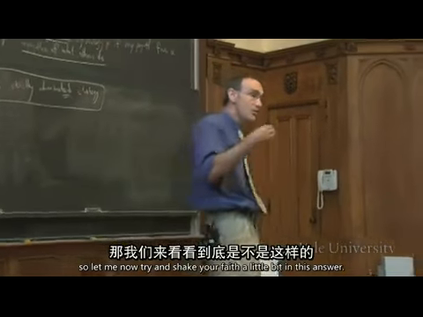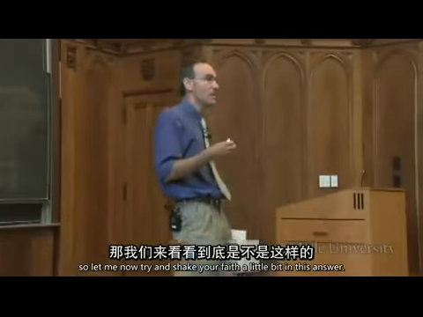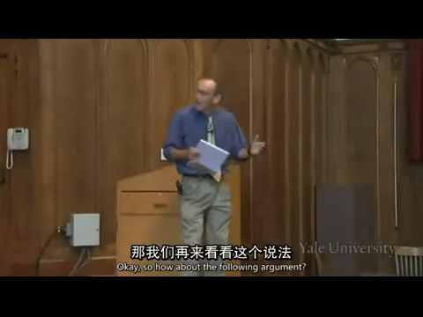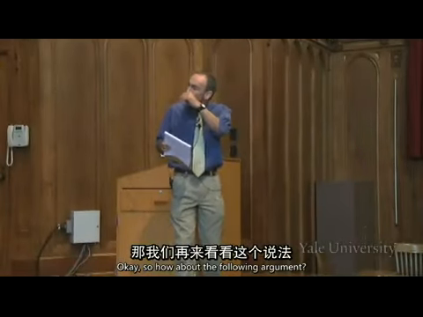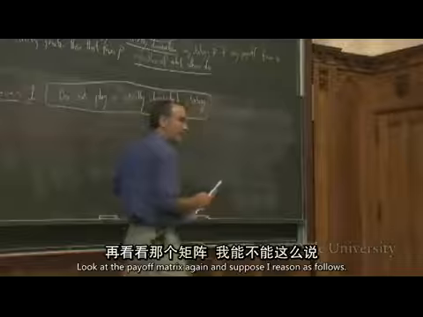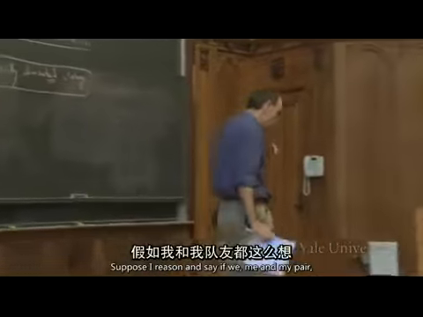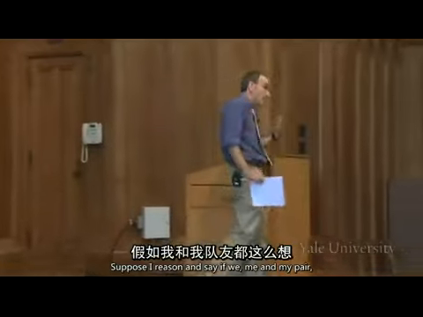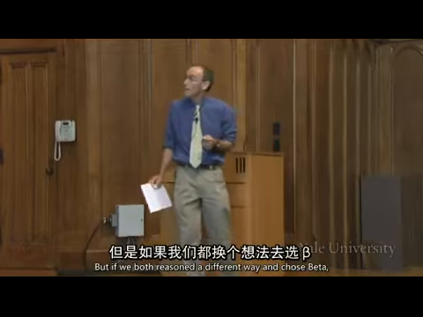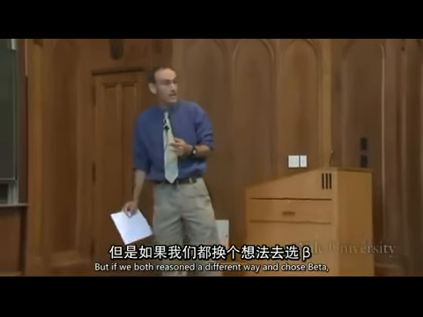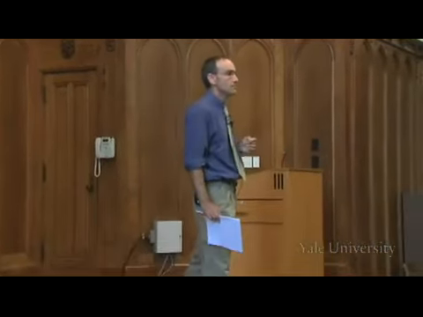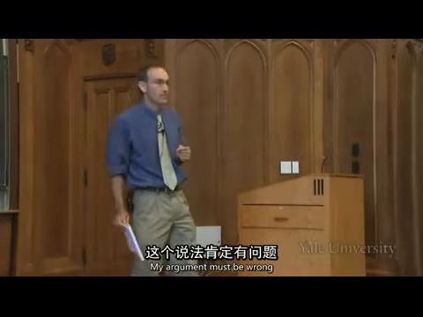So let me now try and shake your faith a little bit in this answer. As somebody who's wanted by the FBI, right? Okay. So how about the following argument? Look at the payoff matrix again, and suppose I reason as follows. Suppose I reason and say, if we, me and my pair, both reason this way and choose alpha, then we'll both get 0. But if we both reasoned a different way and chose beta, then we'll both get 1. So I should choose beta. 1's bigger than 0, I should choose beta. What's wrong with that argument?